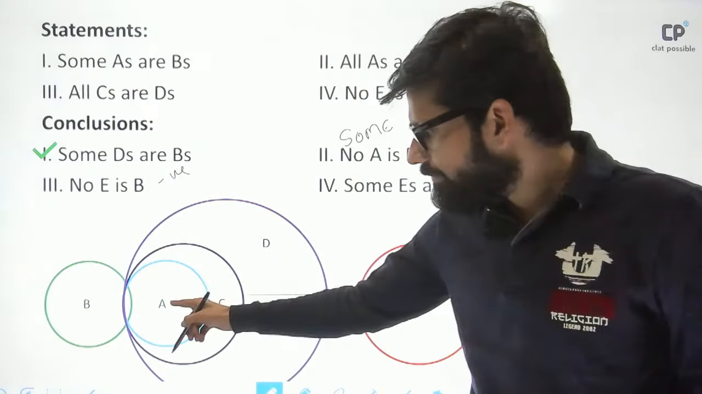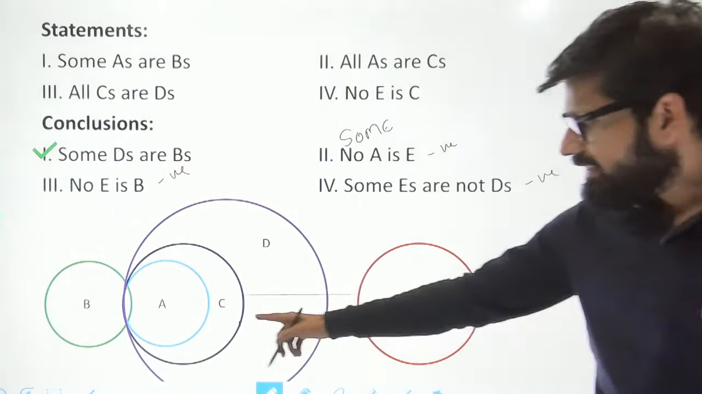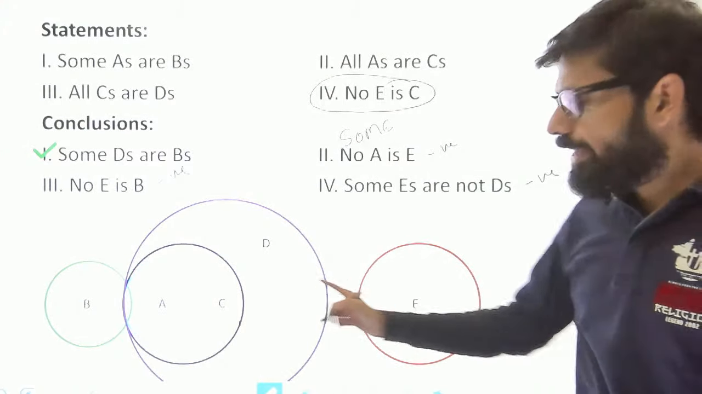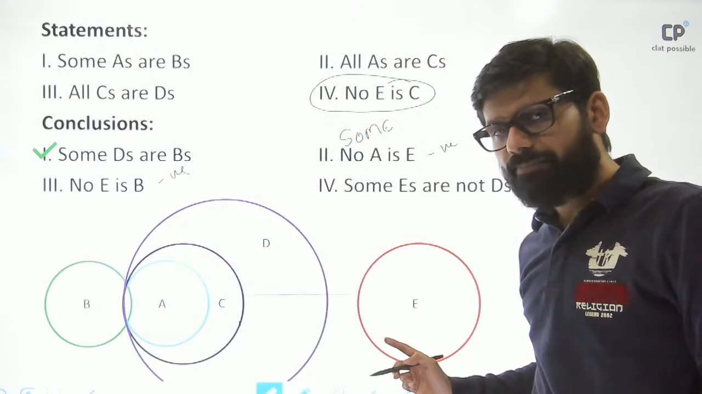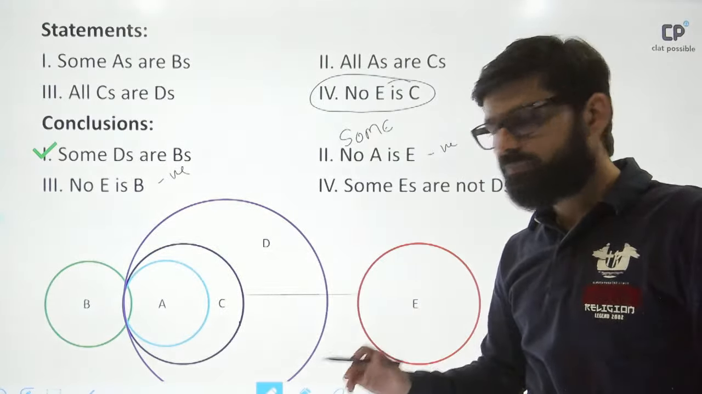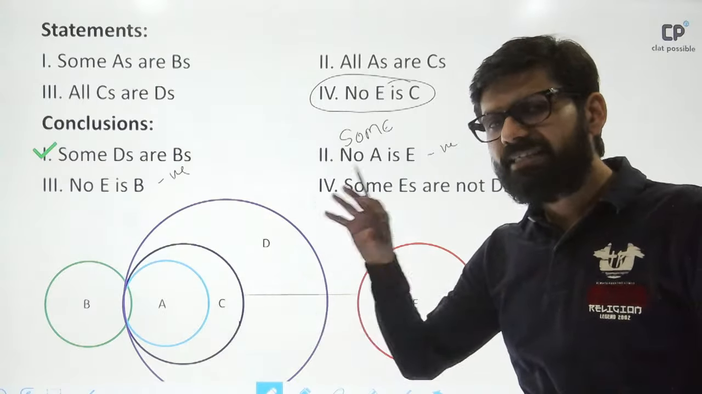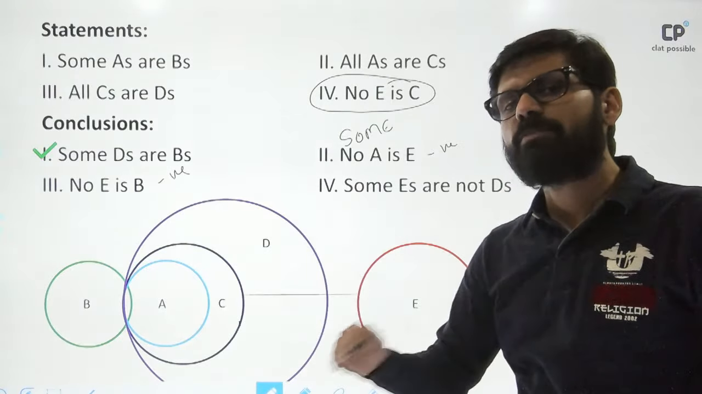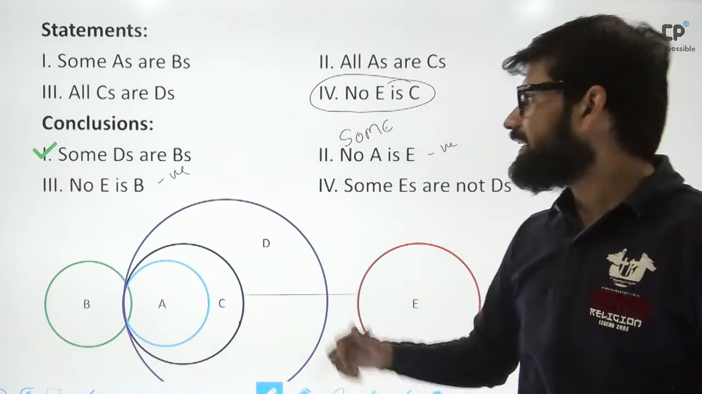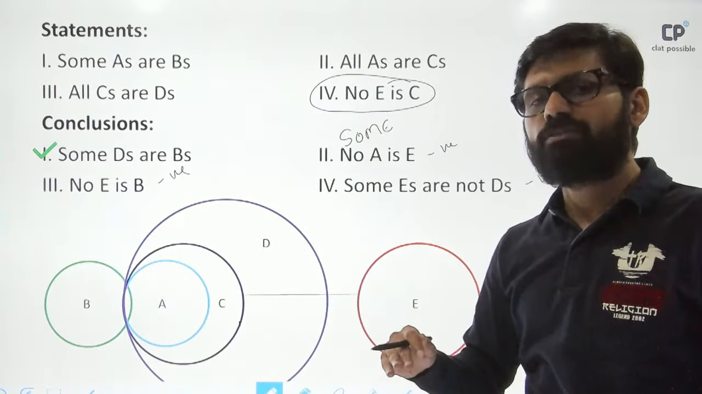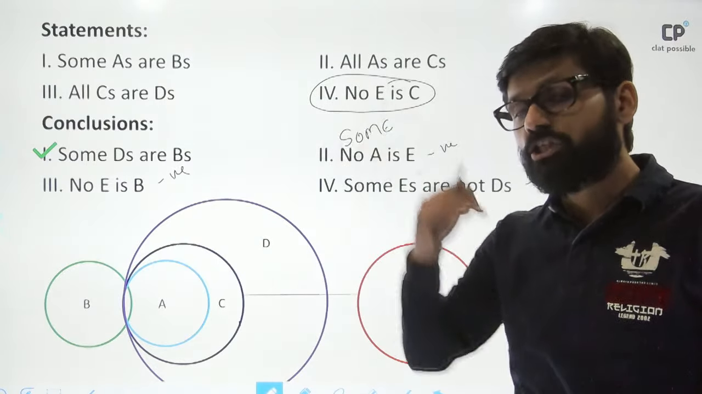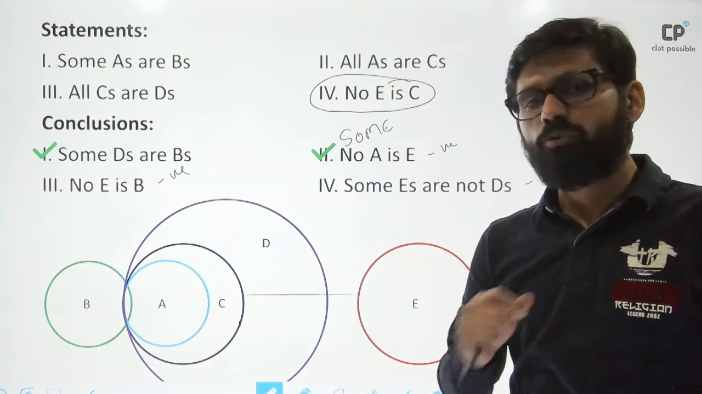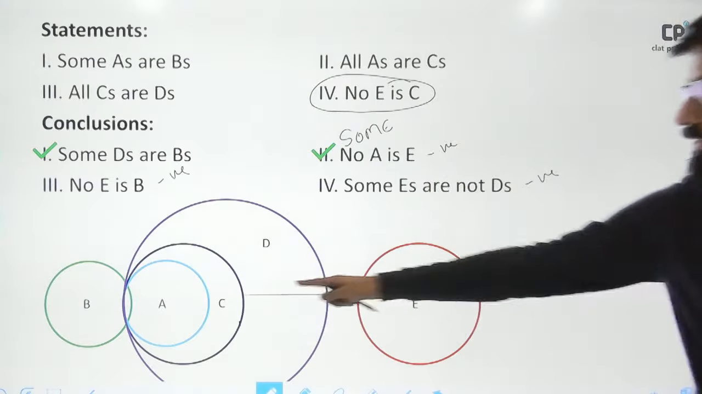And if you look at A and E, there is this statement, right, that does not allow an overlap between E and C. E or C mein overlap nahi ho sakta. And A is completely inside C. So obviously, E or A mein overlap possible nahi hai. So what we are essentially saying is, some ARE is not possible. Since the opposite is not possible, we can say, no A is E definitely follows. The opposite of it is not possible.